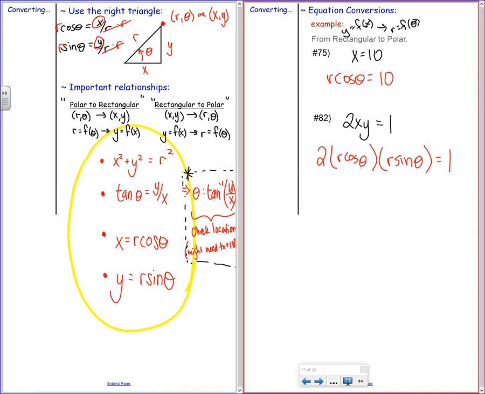They want us to, even though it didn't start in pretty form, end in pretty form. And to end in pretty form, instead of getting y by itself in rectangular, we're going to get r by itself. So how do we get r by itself?